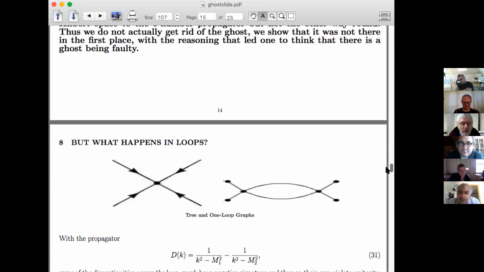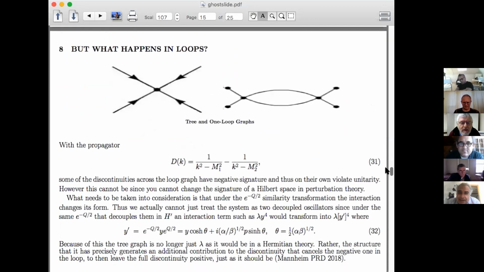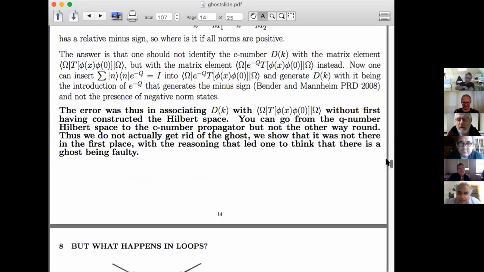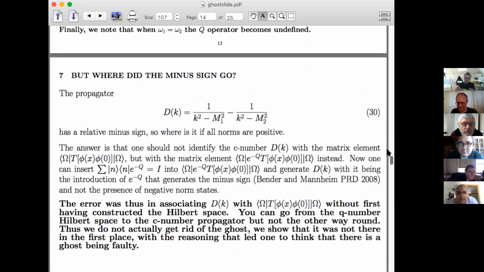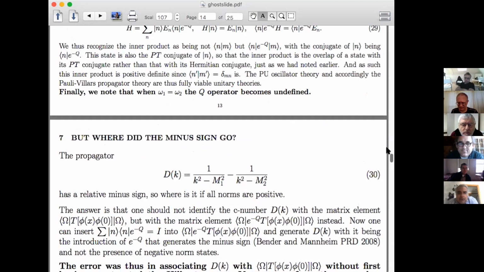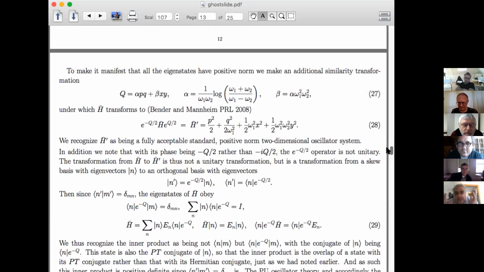But now, sorry, Philip, can I ask one more? Can I make a minor comment? Of course you can, yes. The e^{-Q}, can I understand it as a metric in the Hilbert space? In other words, you cannot go to the flat Minkowski metric in the Hilbert space, but you need necessarily to have this e^{-Q}.